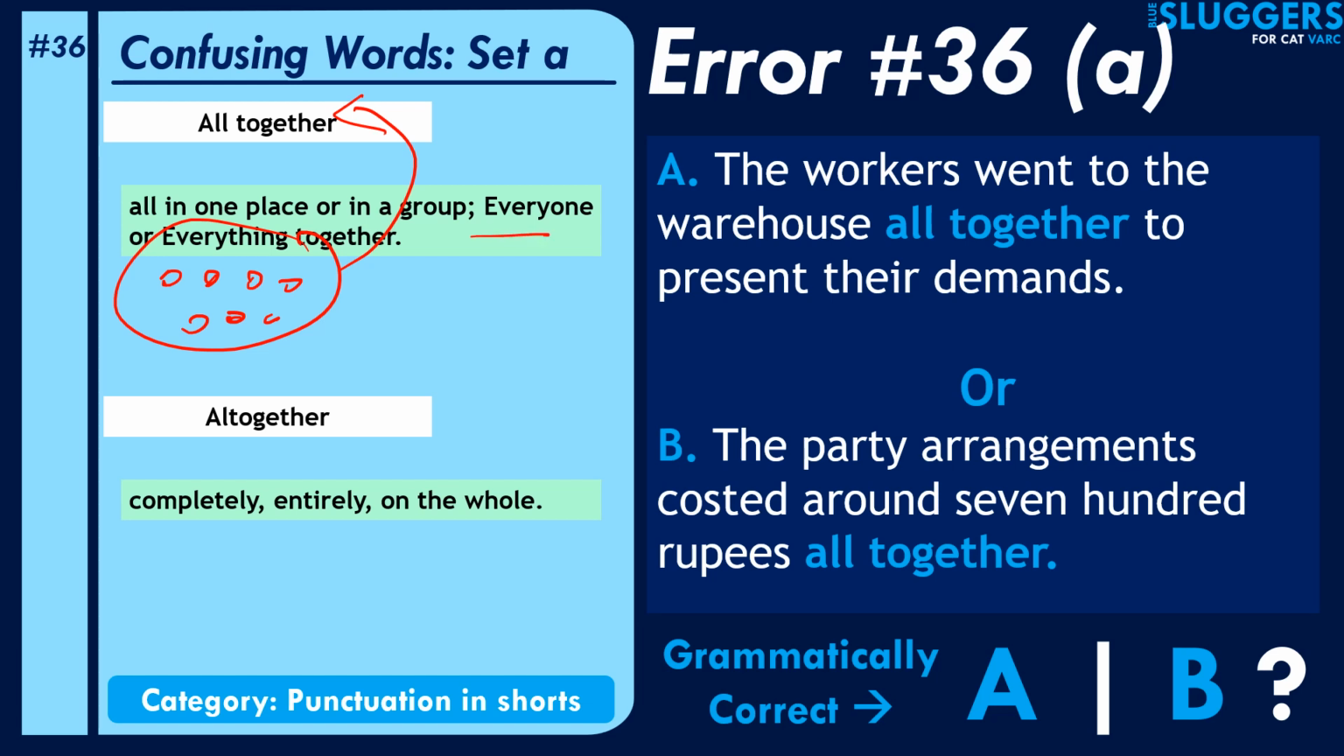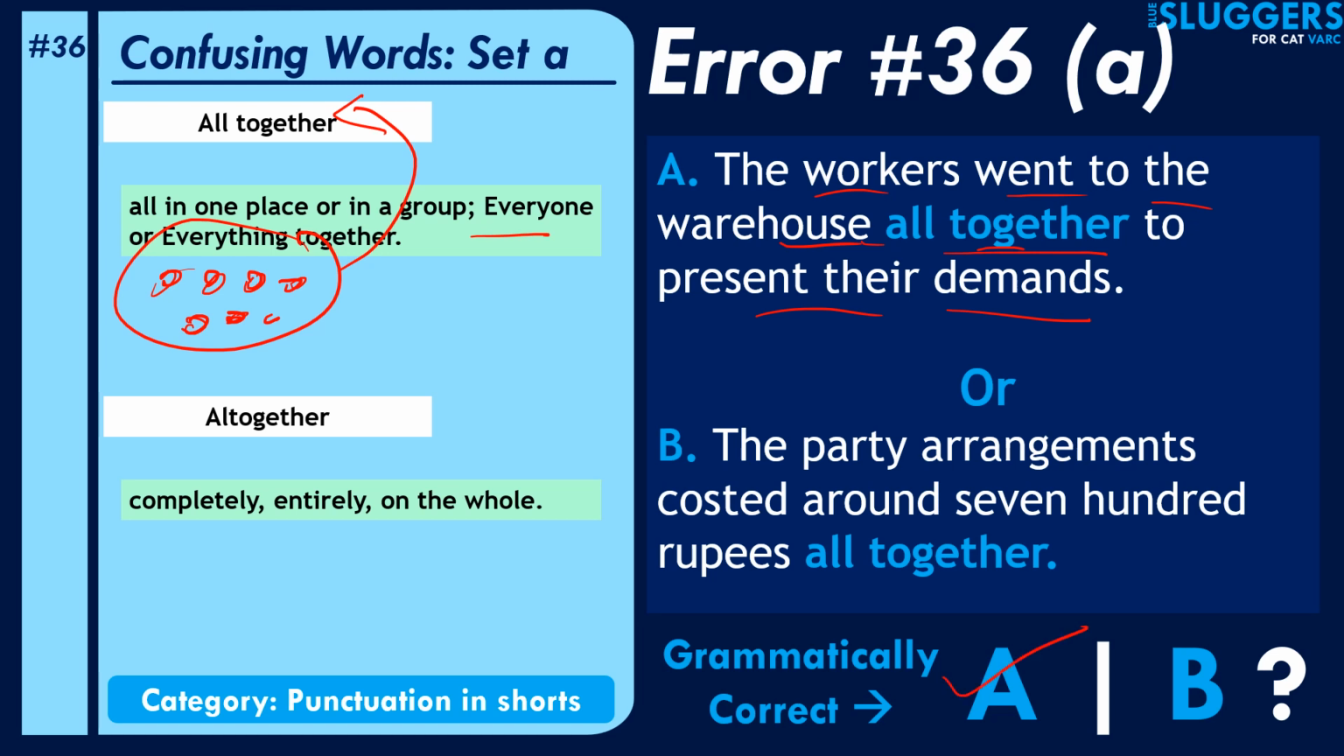So let's look at the example. First example, it says: the workers went to the warehouse all together to present their demands. Yes, that makes sense, because these workers, who were otherwise considered separate entities, together went to the warehouse to present their demands, right? So it makes sense. So option A seems to be correct.